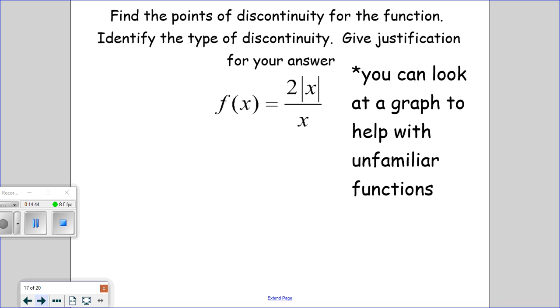All right, let's look at another one here. Find the points of discontinuity for the function. Identify the type of discontinuity. Give your justification for your answer. If this one is not one you are comfortable with, I would grab my calculator and look at the picture of it. This is kind of what I wanted us to graph earlier anyway with our absolute value. So let's all make sure we remember where our absolute value is on our calculator. Grab your calculator and make sure you can graph that.